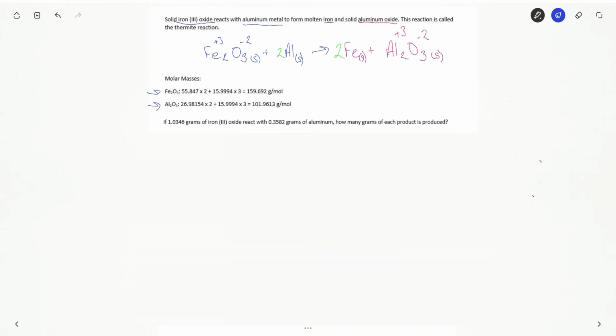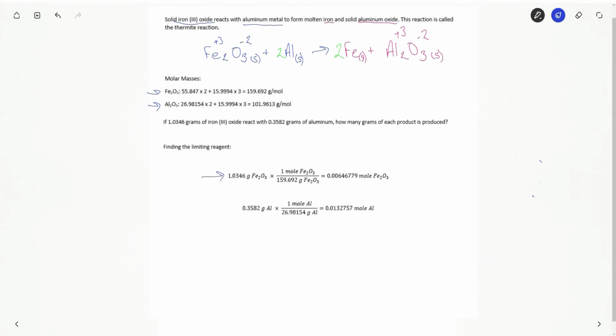The first thing we always need to do when we're doing any kind of stoichiometry is convert to moles. So let's take our grams of iron 3 oxide and our grams of aluminum, and let's convert those to moles. So you can see that I have converted my grams of iron oxide here and my grams of aluminum right here. Okay, so now that I have moles of my iron 3 oxide and my aluminum, I am going to test to see which one is the limiting reagent.